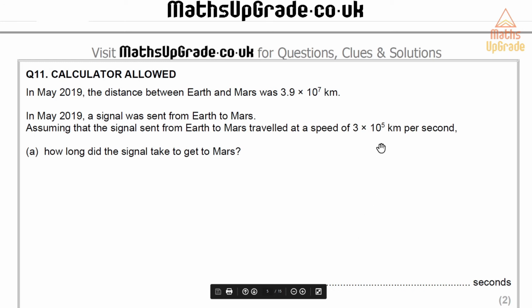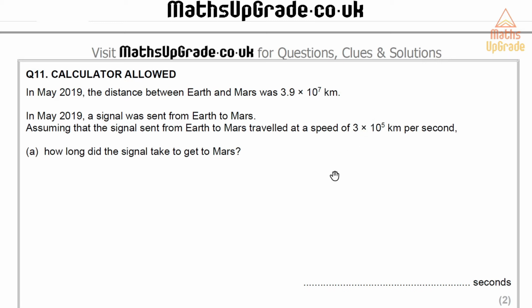Okay, the first thing I'd say is that this is written in standard form. If you're unfamiliar with standard form, then look at the clip on my channel on standard form, and also look at the booklets on my website mathsupgrade.co.uk.